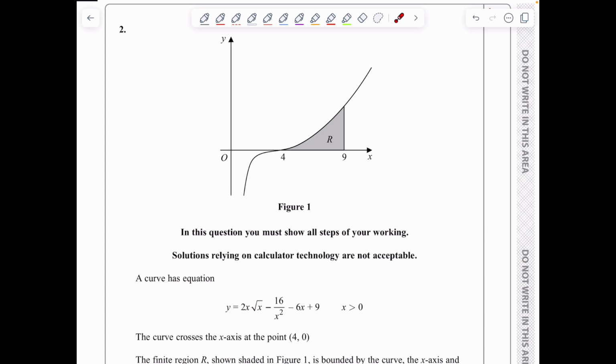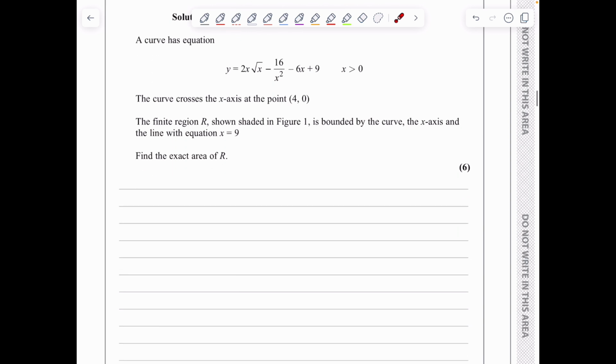In question 2, we've got the curve with this equation shown on the graph here, and we need to determine the area R, which is enclosed between x is 4 and x is 9, using integration. So the area R will simply be given by the integral from 4 up to 9 of 2x times x to the half. I'm writing the root x as x to the half minus 16 over x squared minus 6x plus 9. I will proceed in writing this in index form.